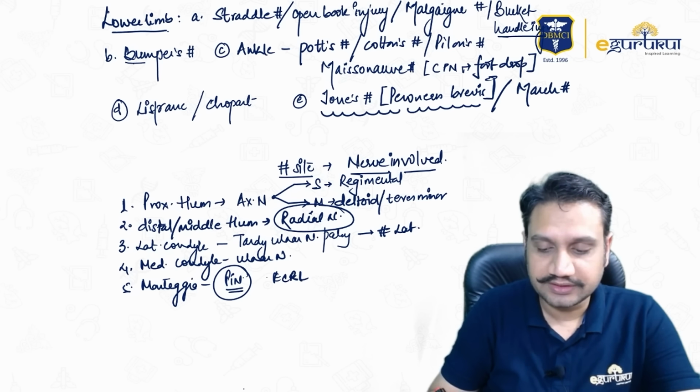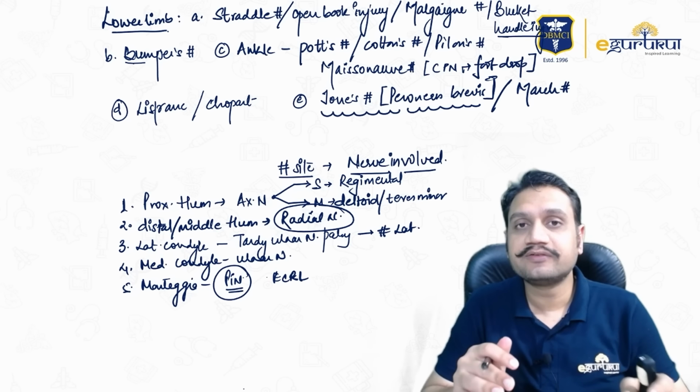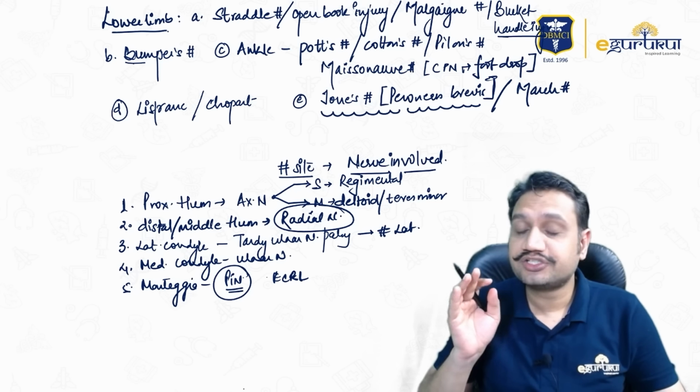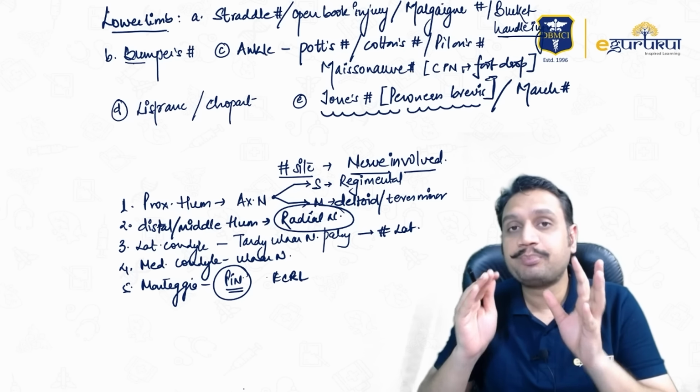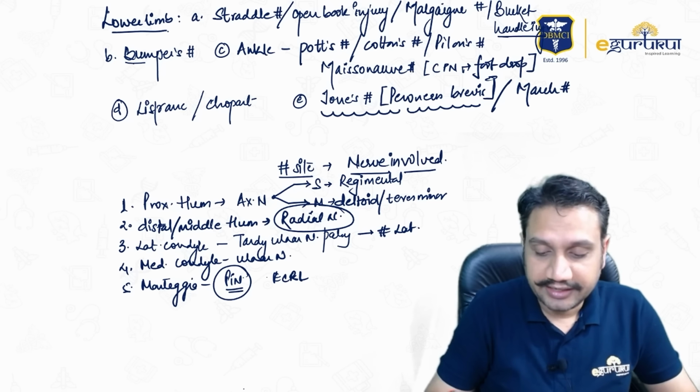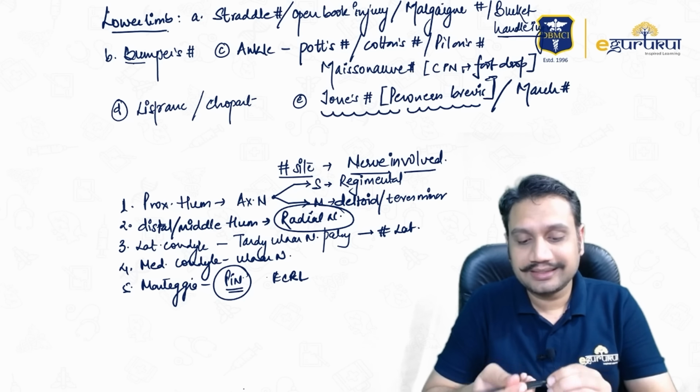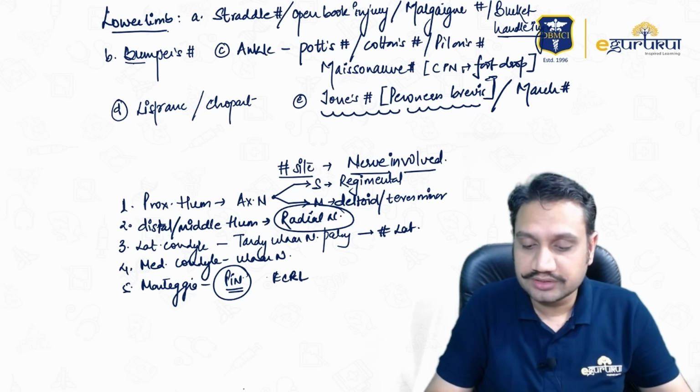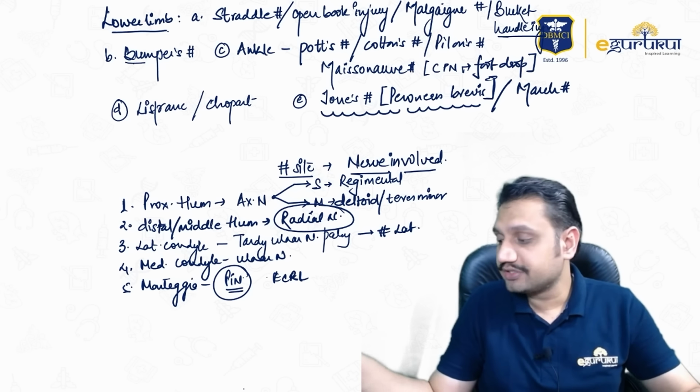So remember that. What will be the broad difference when the radial nerve is gone at the shaft of the humerus, or when the PIN is gone because of the head of the radius? It is all the ECRL, extensor carpi radialis longus. It will be preserving the movement of the wrist, right? That you should remember. Then next one, Monteggia.